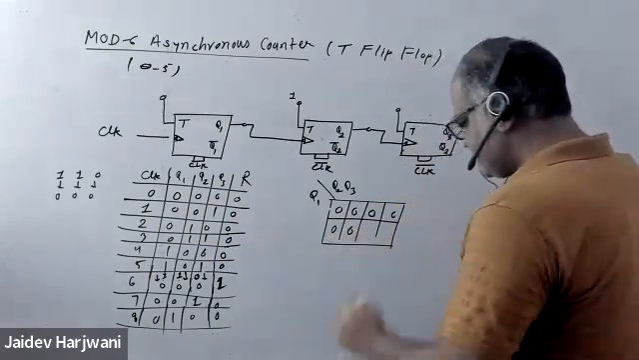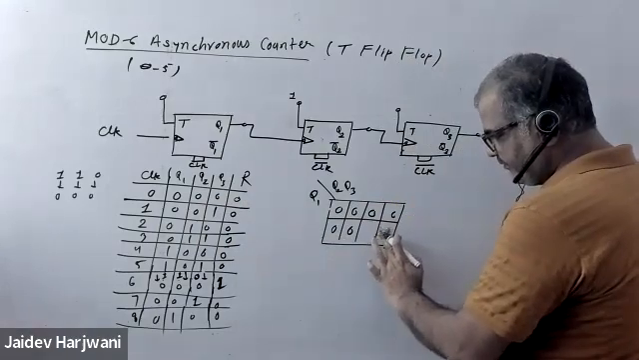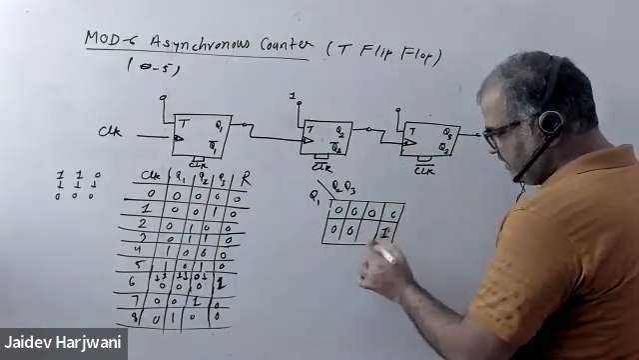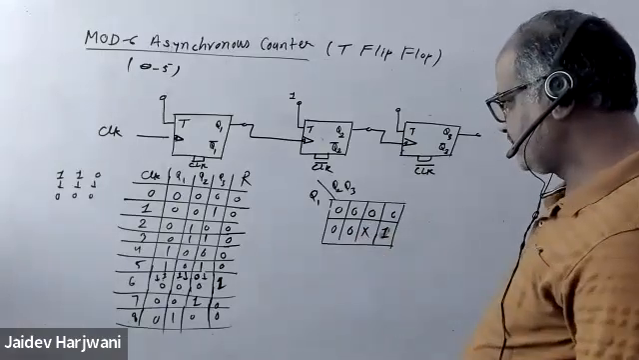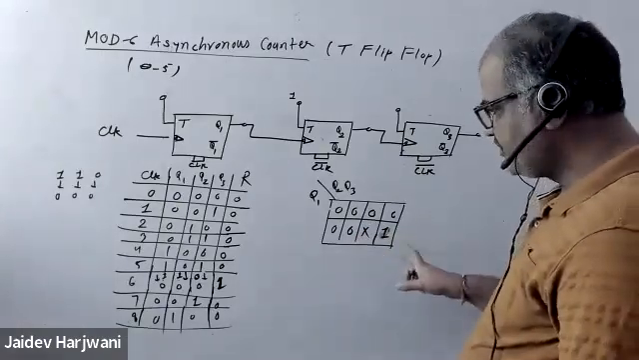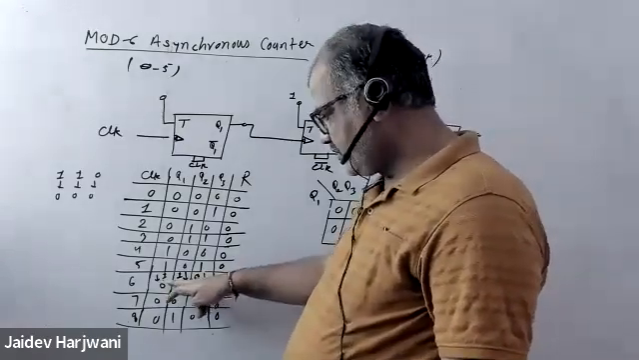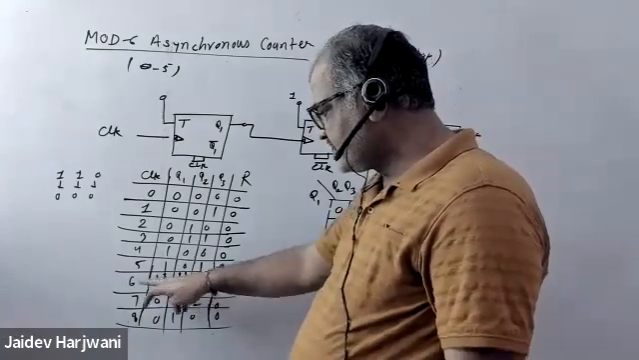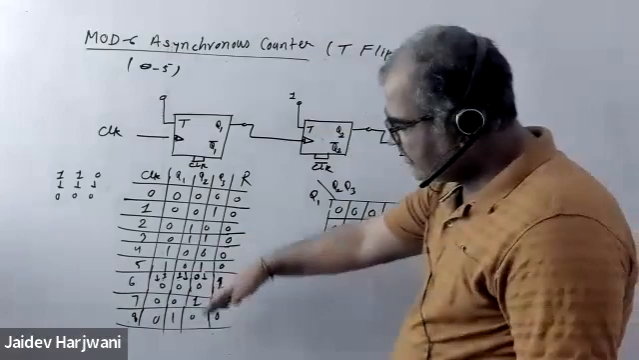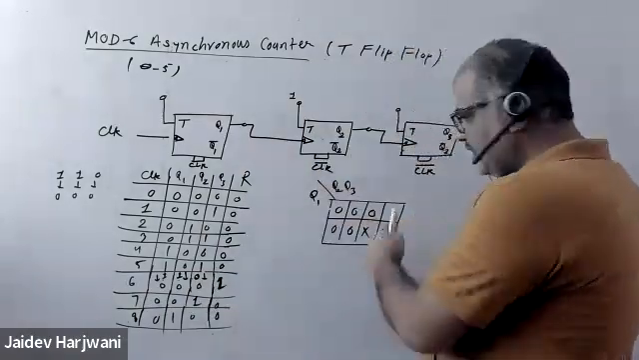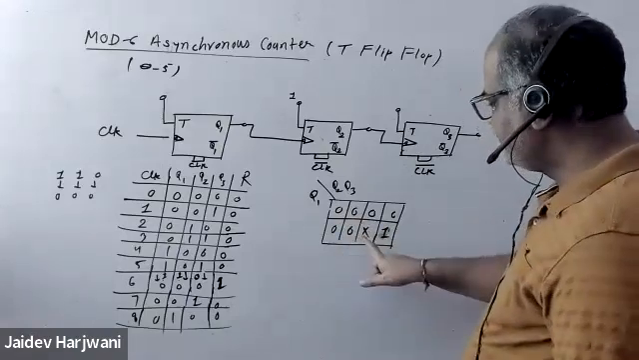When 6 comes, 6 is a 1. This is 6 and 7. 6 is a 1, and 7 does not exist. 7 is a don't care condition. So up to here, the sixth state will come momentarily, and we have to reset this one. So at the sixth state we have reset, so we have 1. After that, this is just a repetition. So from 0 to 7, the 7th is your don't care condition.